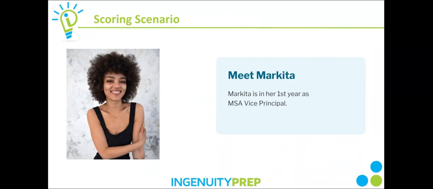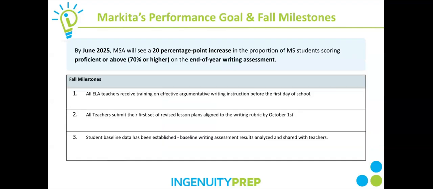Now let's take a look at a sample goal scoring scenario. This is Marquita, a first-year vice principal. One of Marquita's performance goals is to increase middle school writing proficiency by 20 percentage points by the end of the year. Her fall milestones were to train teachers in writing instruction before school began, collect revised lesson plans by October 1st, and establish, analyze, and share baseline student data. We will assess her progress against these milestones to determine her goal score for the fall.